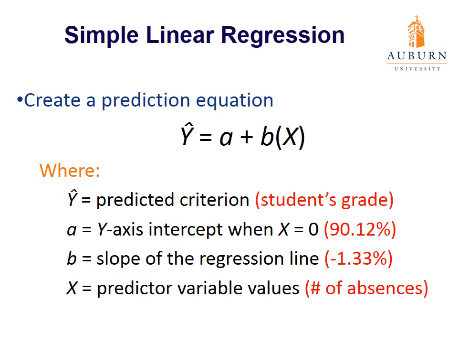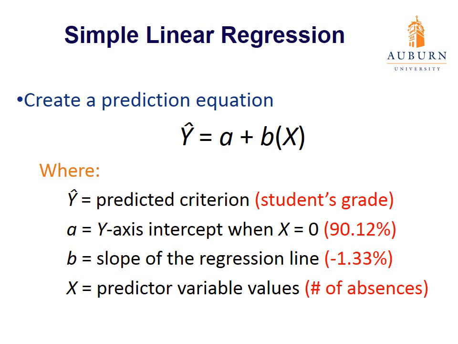Alright, so then b is the slope of the regression line, or the slope of the line. It's the rise over the run. So in other words, it's the increase or decrease in the percent for grades given every absence. So in this case, based on our data, we have a negative relationship, so we expect grades to decrease for every absence. In this case, we would expect that grades will decrease by 1.33% for every absence a student has on average.